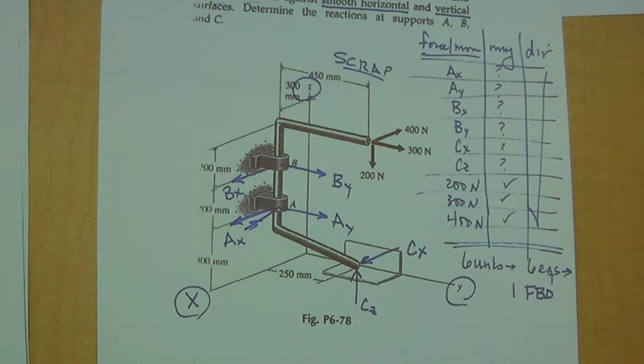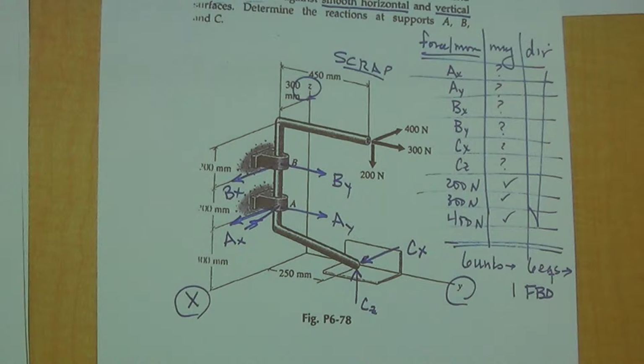On a 2D body, Jason, how many equations do we have? 3. What are they? Sum of the forces in the x, sum of the forces in the y, and sum of the moments in the z. Right. So what equations, Jose, did we add by going from 2D to 3D? Sum of the forces in the z, and the sum of the moments in the x and y. That's right.